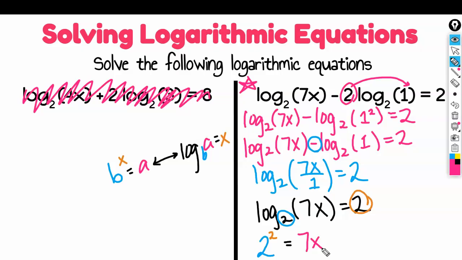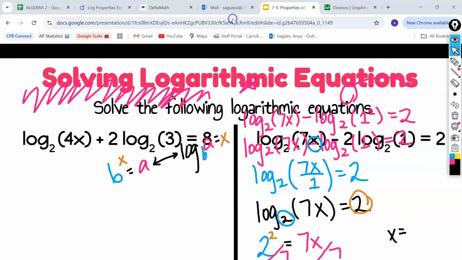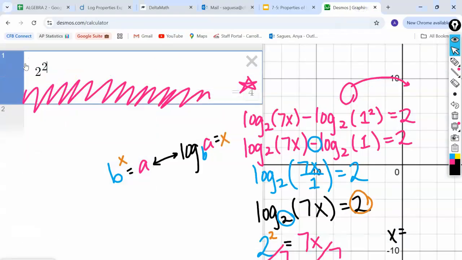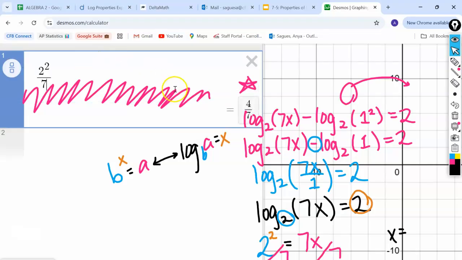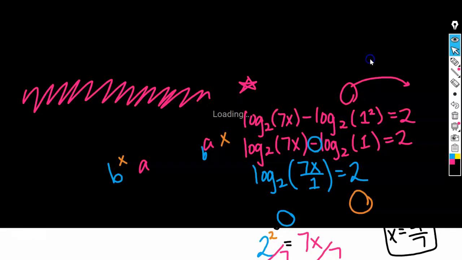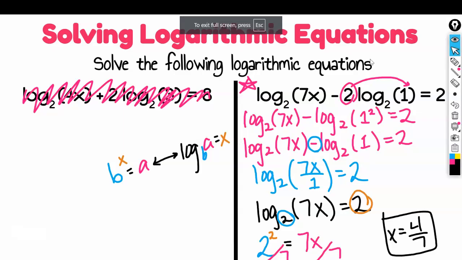To get rid of the 7, since it's multiplying, I will divide. And then we can use our calculator to see what 2 squared divided by 7 is. 2 squared divided by 7 is just 4 over 7. So my answer is 4 over 7. And that's it. So hopefully that helps if you missed it, and let me know if you have any other questions.